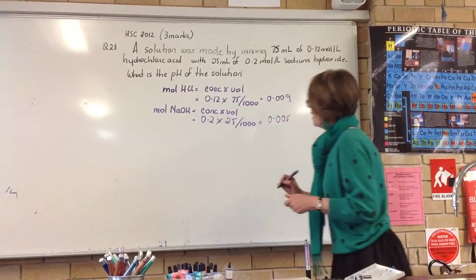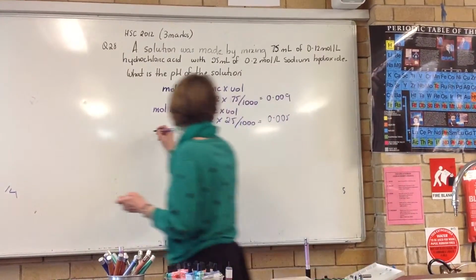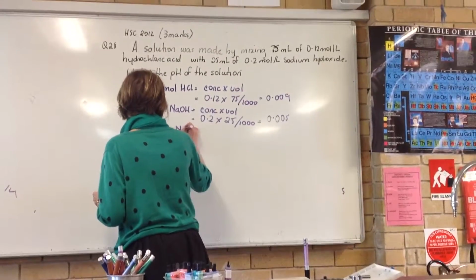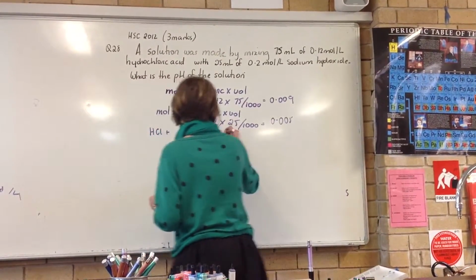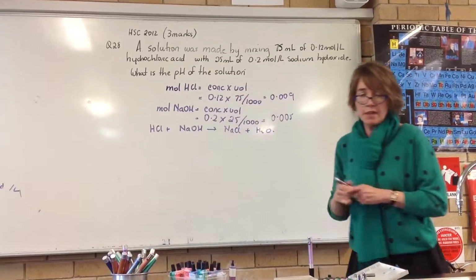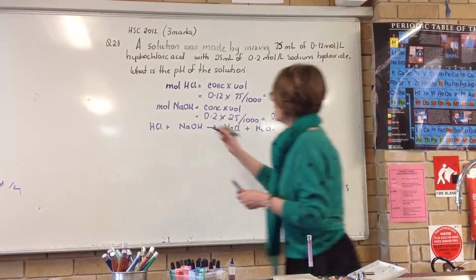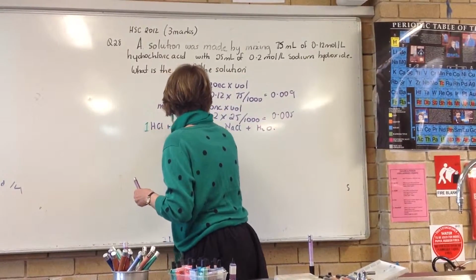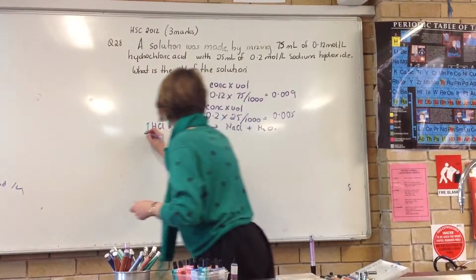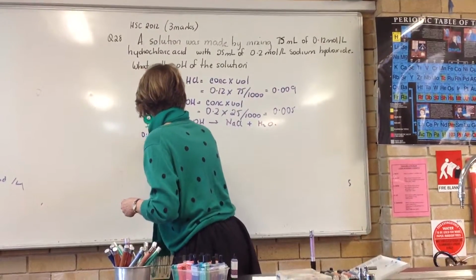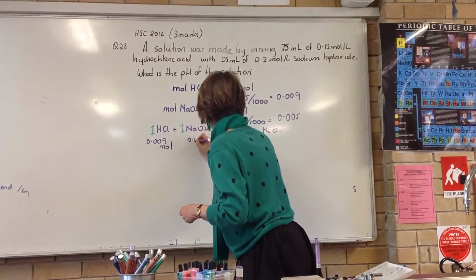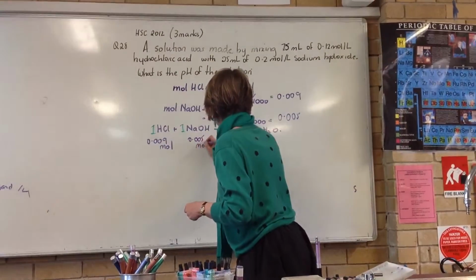0.005. Now, the equation is important at this stage, just to refresh our memories that it's 1 to 1. HCl plus sodium hydroxide gives sodium chloride plus water, and it is balanced as it's written, so it's a 1 to 1 ratio. So if we look at what we're starting with here, we've said we've got 0.009 of a mole of that one, and 0.005 of a mole of that one.